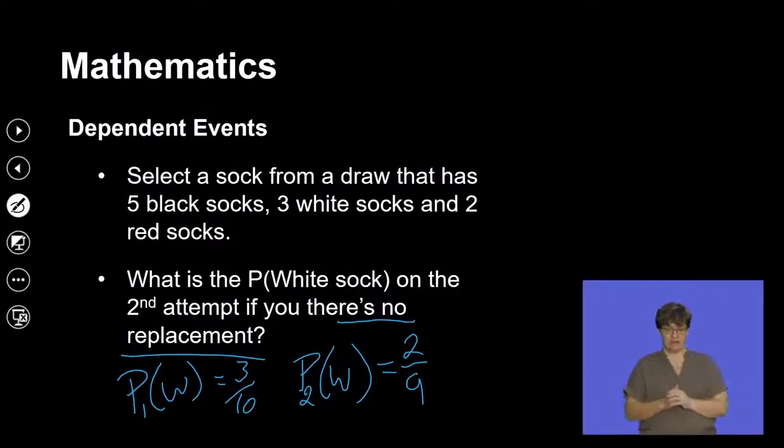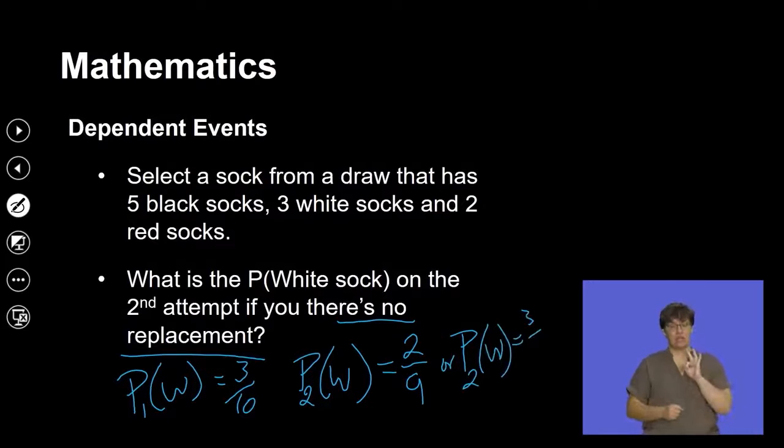And can you see, by taking the first probability, the second probability has changed. If I didn't choose the white sock the second time, there is an alternative. If I didn't choose a white sock, then I could still have had 3 white socks left in the drawer, and I've still got 9. But the probabilities are not the same as they were at the beginning. So that's the definition for a dependent event.